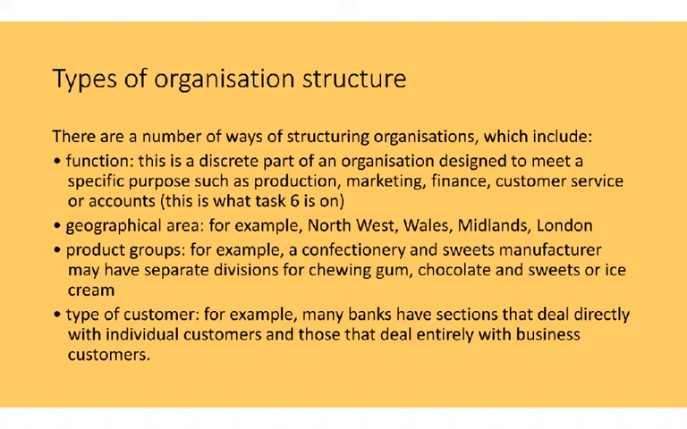So there are a number of ways then of structuring organisations, which include function. So this is what we looked at on Task 6. So this is a part of an organisation designed to meet a specific purpose, such as production, marketing, finance, customer service or accounts. Geographical area, for example, North West, Wales, Midlands, London. Product groups, so for example, a confectionery and sweets manufacturer may have separate divisions for chewing gum, chocolate, sweets or ice cream. And then there's also different ways of organising your structure in terms of the type of customer. For example, many banks have sections that deal directly with individual customers and those that deal entirely with business customers.